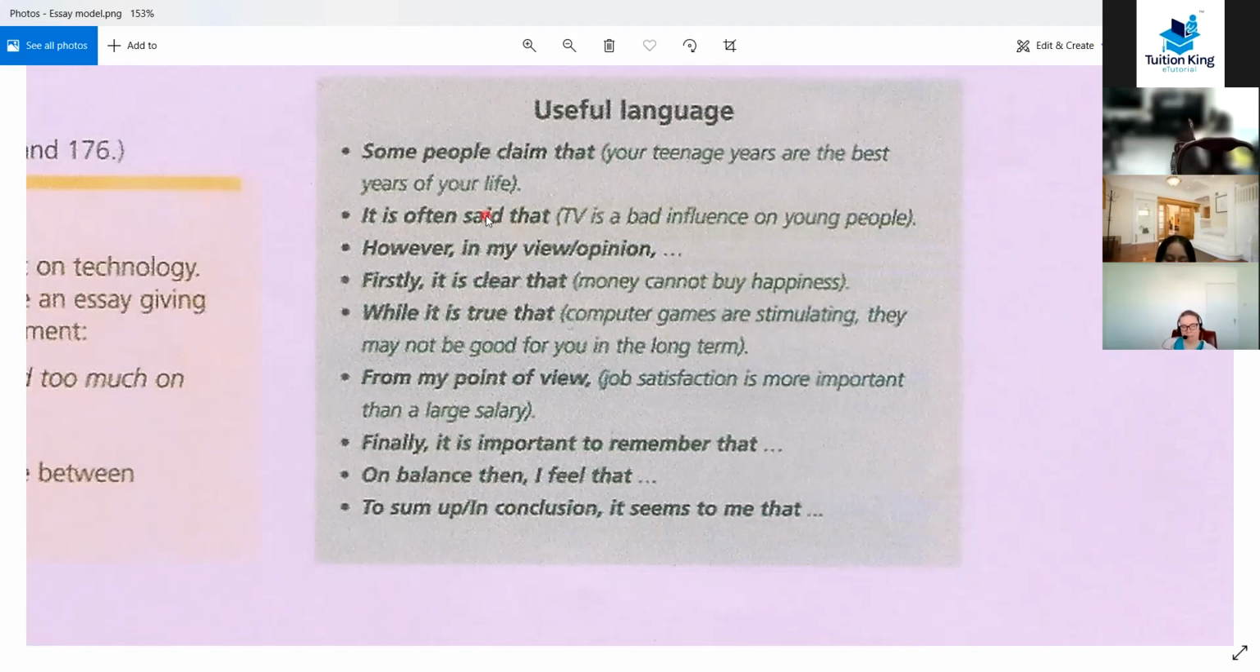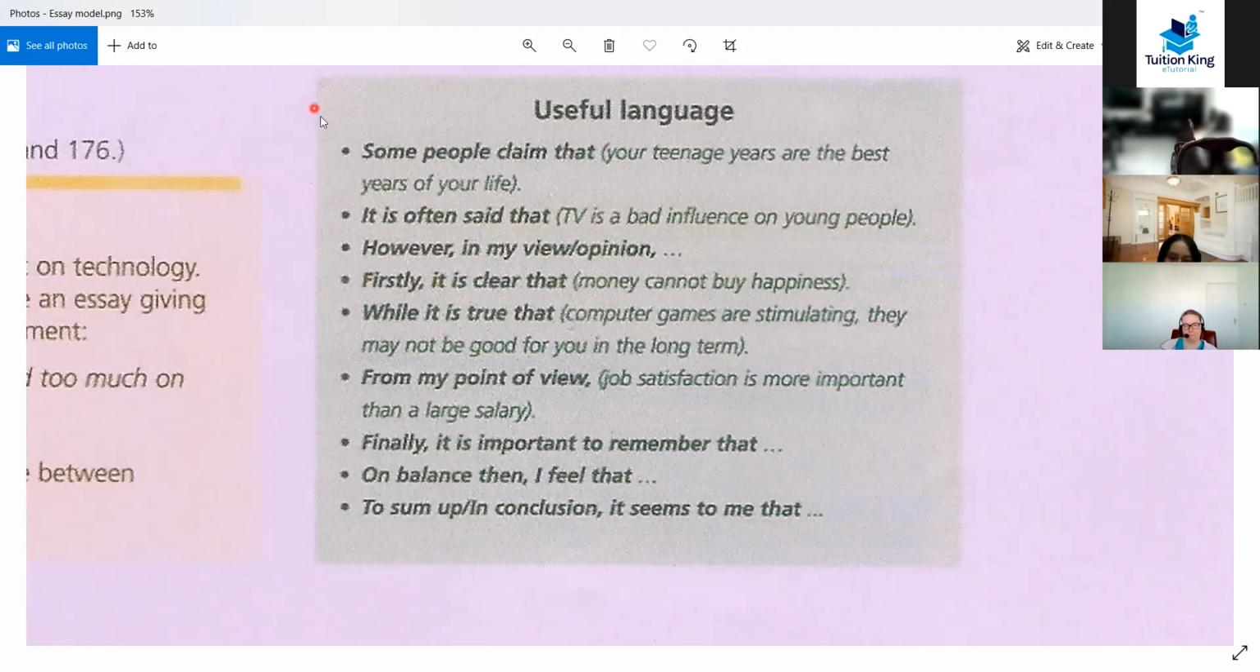Any ideas? It adds information, okay? So it is often said that... What about this expression? However, in my view or in my opinion, does it add information? Does it express contrast or show cause and effect? Express contrast. Very good. Excellent.